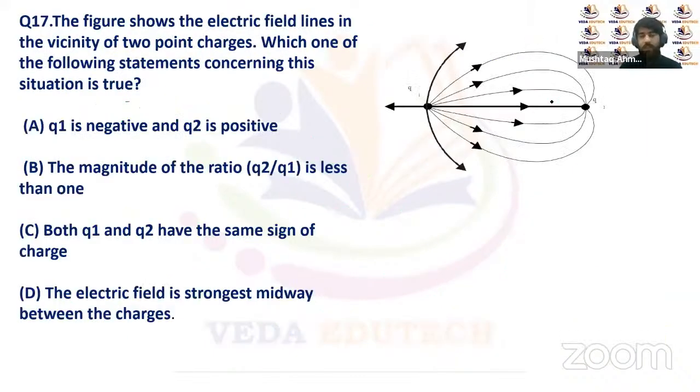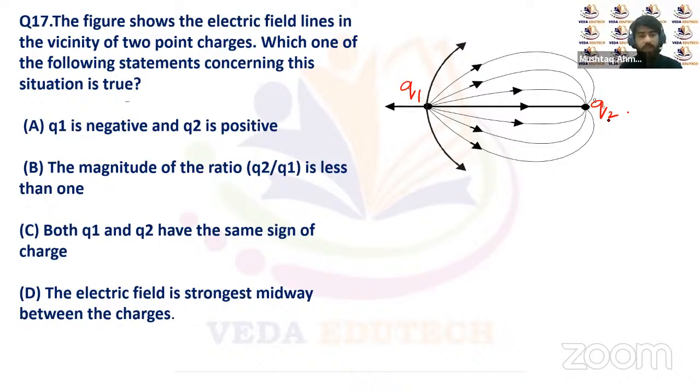Now let's discuss this last question right here. Question number 17 says the figure shows the electric field lines in the vicinity of two charges, where the two charges here are Q1 and Q2. Which one of the following statements concerning this situation is true? Now we can see there are certain electric field lines which are originating from the Q1 charge and terminating on the Q2 charge.